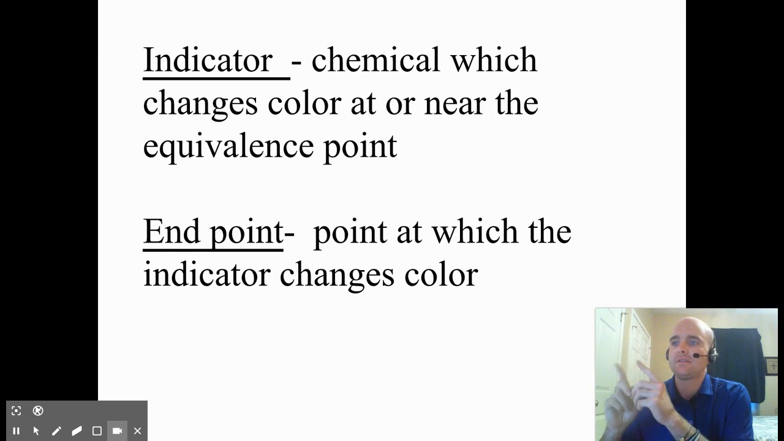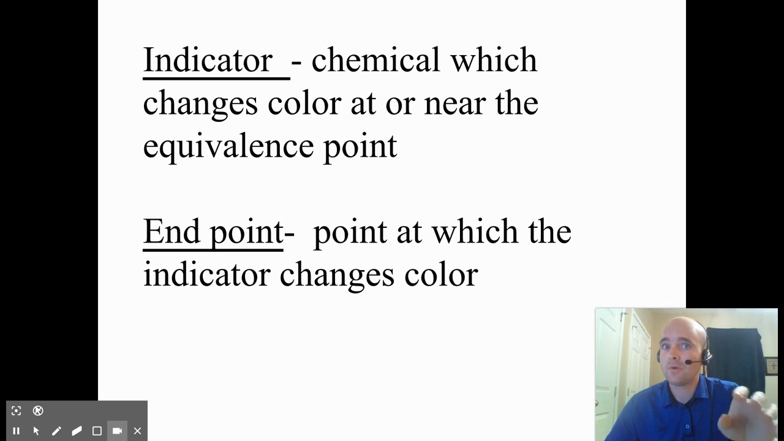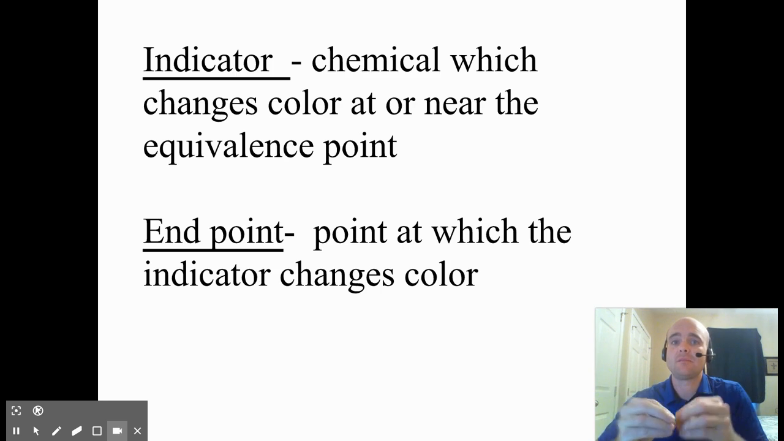And the endpoint is going to be the point at which the indicator changes color. So the endpoint is what you see. That's based off of your observation. The equivalence point, the one before, is going to be where the molecules are exactly the same. So it's important to know the difference between the endpoint and the equivalence point.